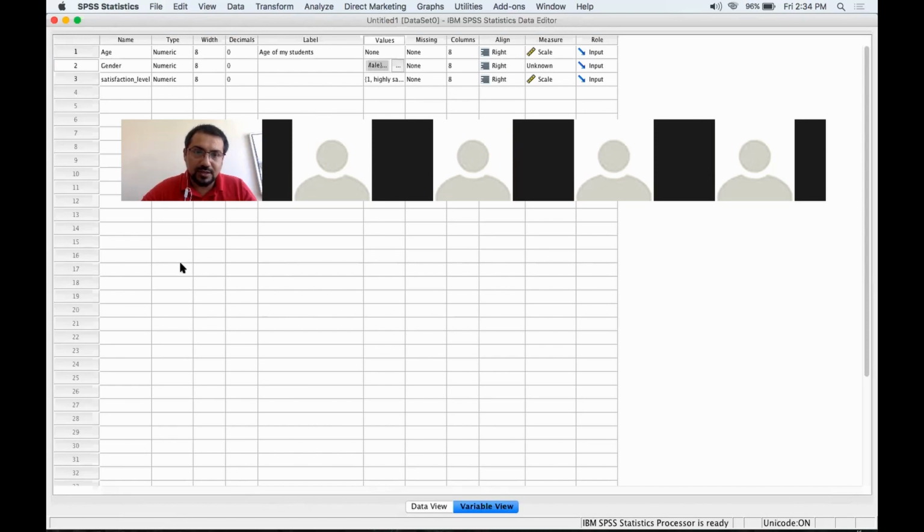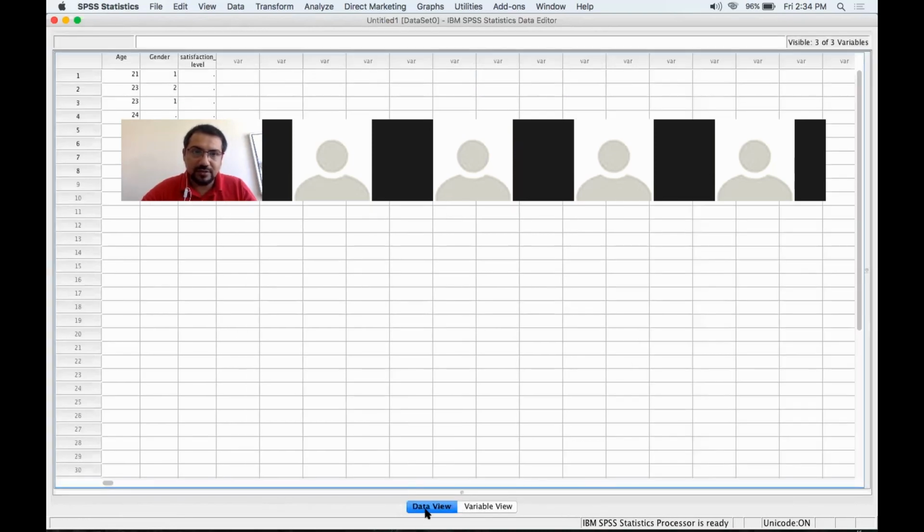Okay, so when you go to data view, let me drag a little bit, here you can just enter 1, 2. Can you see the screen? There's no problem, because my screen is moving a lot here. Okay, so like 2, 1. Likewise, the satisfaction level also you can check there, according to what you have defined.